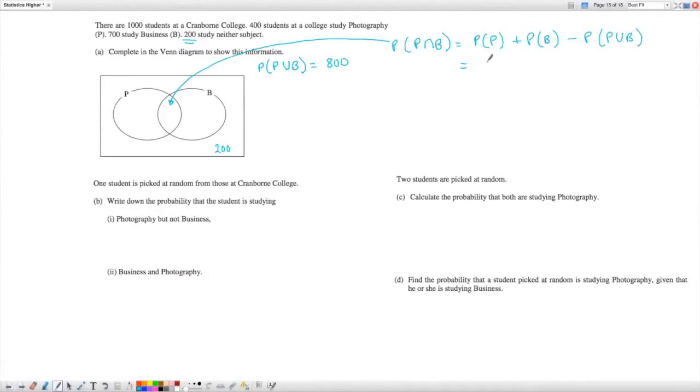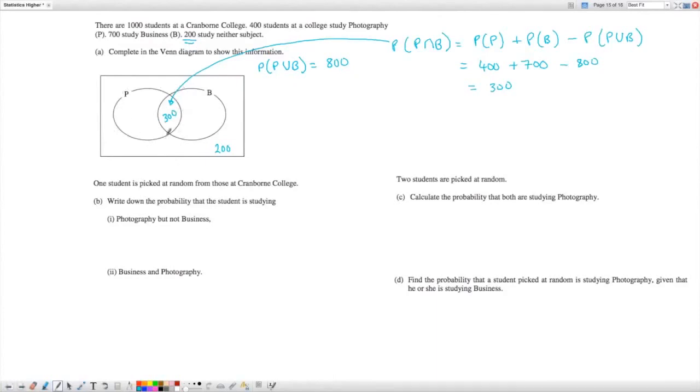So for photography, we have 400. For business, we have 700. Add them together, subtract the students who study photography or business, 800, to find the overlap, which will be equal to 300. So here in the middle, we have 300.